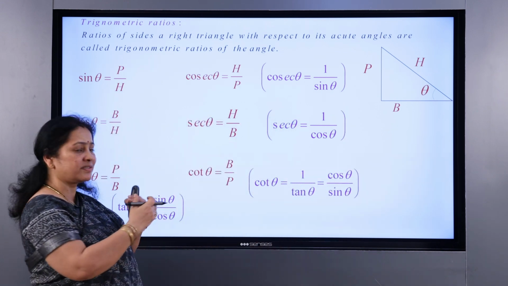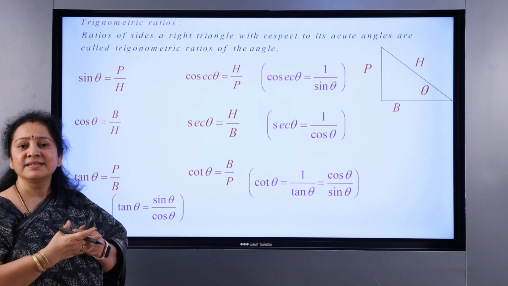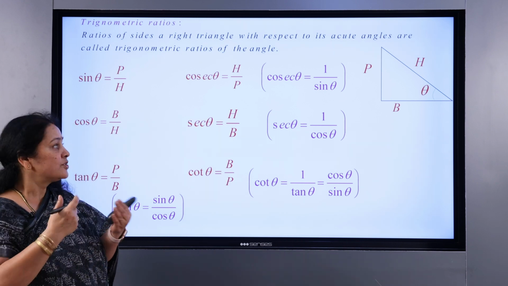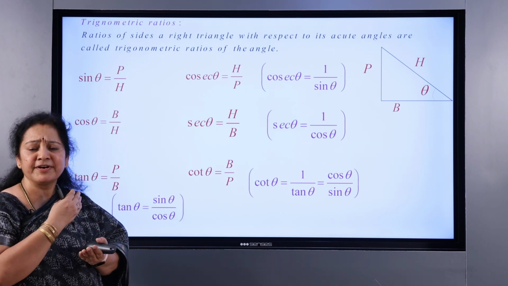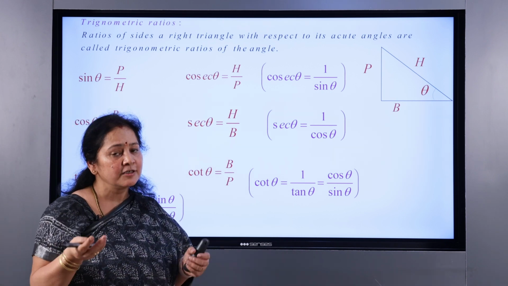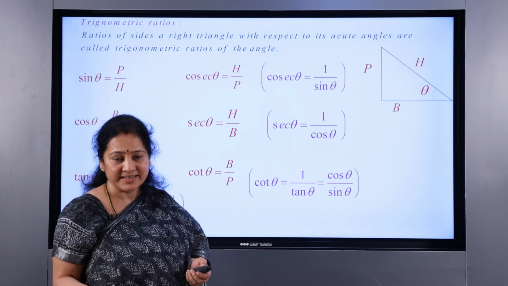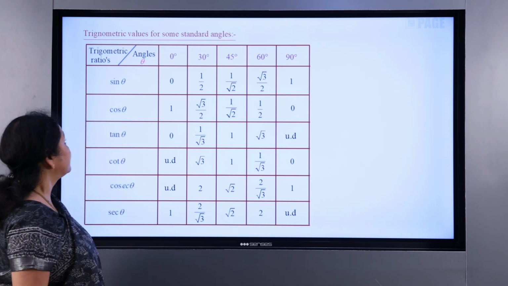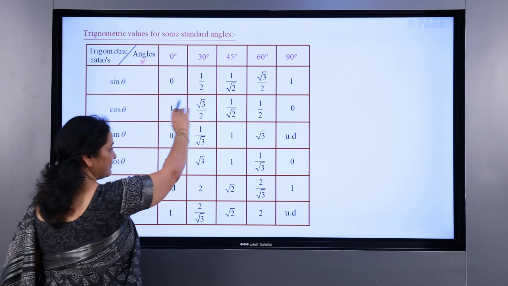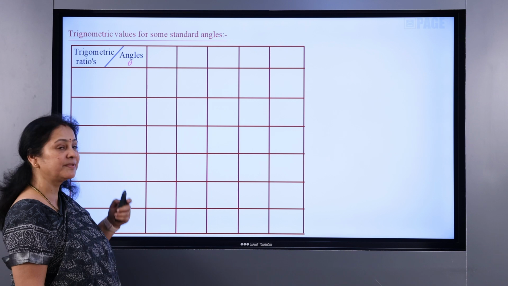Now, with these 6 trigonometric ratios, we are going to find out the standard trigonometric ratios of a few acute angles, right? So theta can vary. We can find it for any acute angle, but here we are going to restrict ourselves to 30 degrees, 45 degrees, 60 degrees along with 0 and 90 degrees. So the next one, the trigonometric values of some standard angles. Now this is the tabular column that should be memorized. So let's see how to remember it easily.